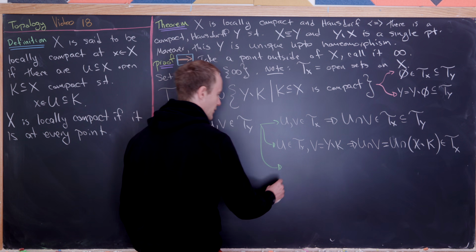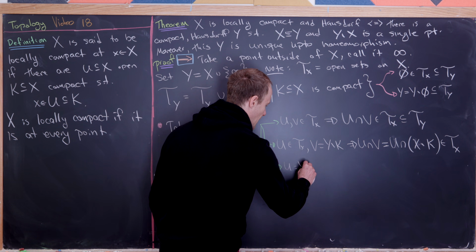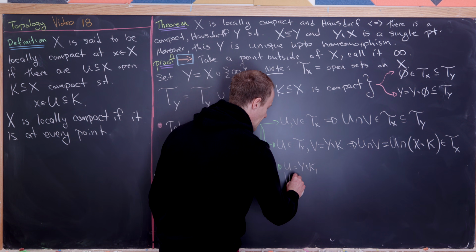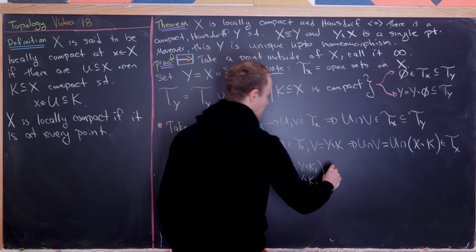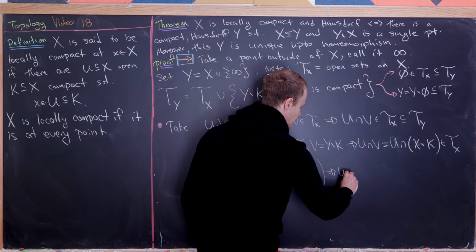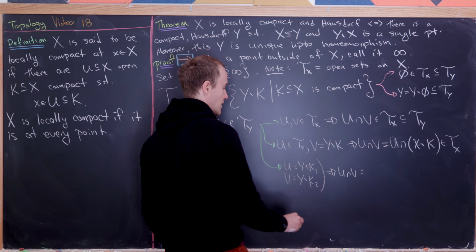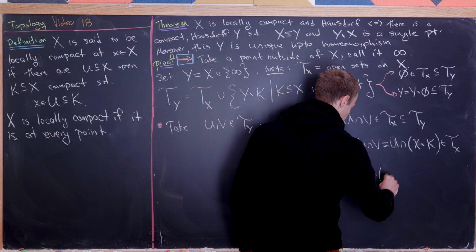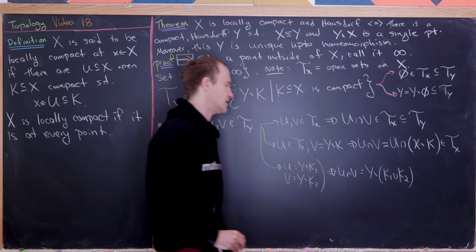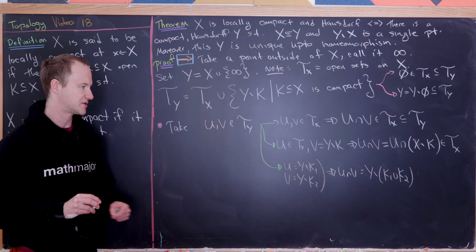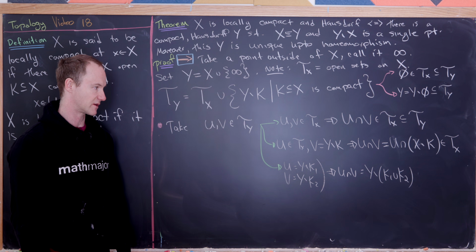So now let's say that we have U equals Y minus K1 and V equals Y minus K2. And notice that that implies that U intersected with V is going to be equal to Y minus K1 union K2. Just the way that complements and intersections and unions work with each other.